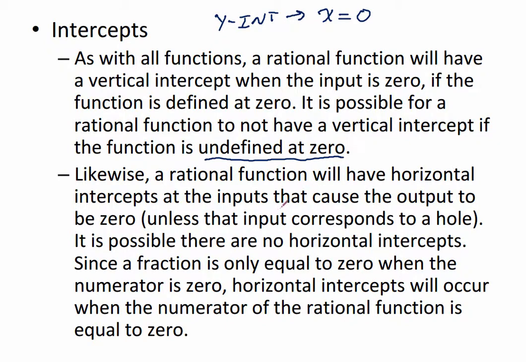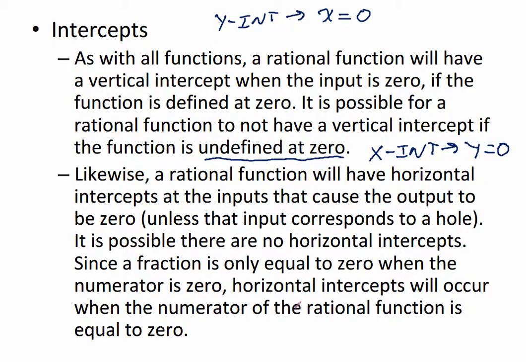Okay, horizontal intercepts, how do we find those? Remember, horizontal intercepts are where we're crossing the x-axis. And so if we're talking about an x-intercept, then we know that y must have been equal to 0, or the output, the functional value, must have been equal to 0. Likewise, a rational function will have a horizontal intercept at inputs that cause the output to be 0, unless that input corresponds to a hole. It is possible that there are no horizontal intercepts.